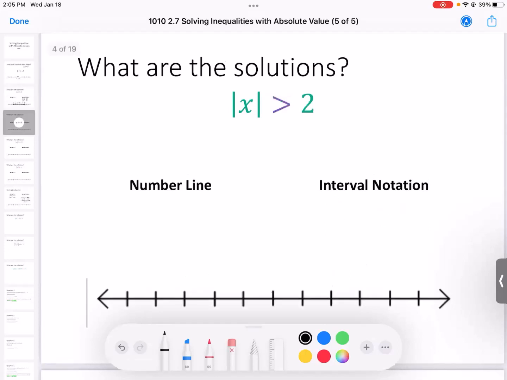Okay, so let's do another one. This one is the absolute value of x is greater than 2. What would some solutions to this inequality be?